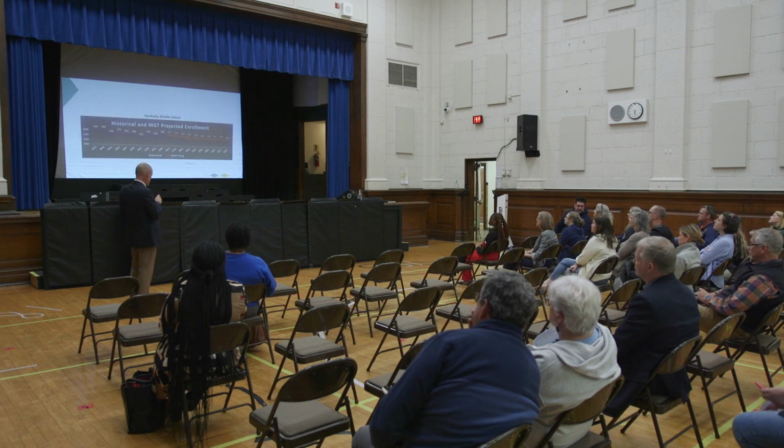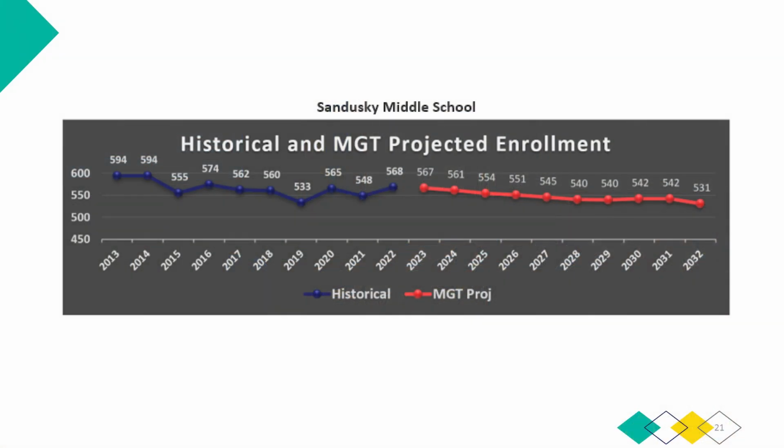Oh, that's weird. All right, well, Sandusky Middle School, 568 over to 567, and again, in that same vein of losing a few students every year. I don't know how it got behind our high schools. It wasn't that way last night.